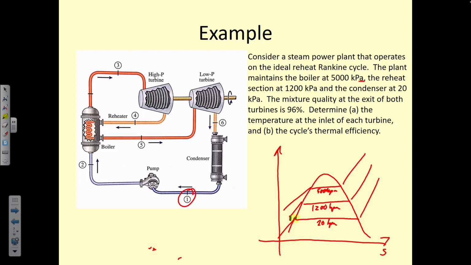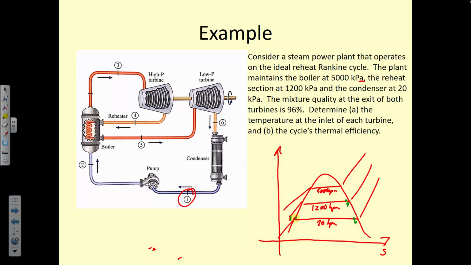0.96. So which side of the dome will that be closest to? The right side, right? So we could draw at 5,000 kilopascals. We're going to have a superheated vapor. But down here, state 4 is at 1,200, right? And 6 is at 20 kilopascals. So we've got states 1, 4, and 6. We need to figure out where 2, 3, and 5 go.